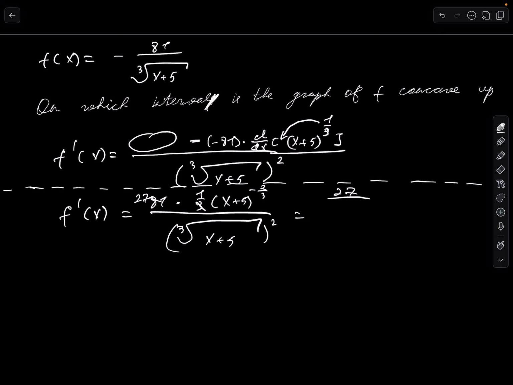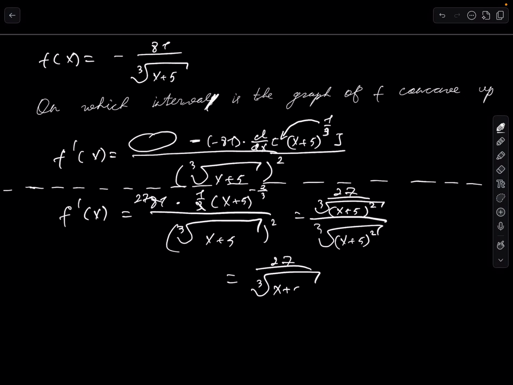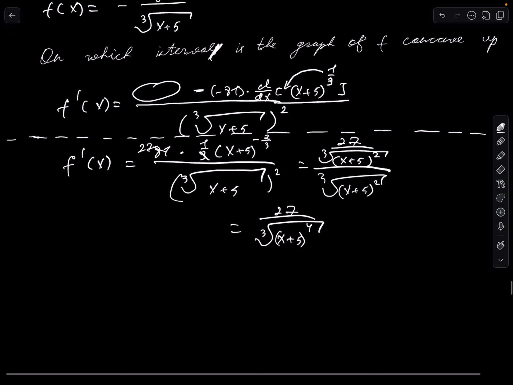Here it's going to be equal to 27 over that thing, and all of it divided by this stuff. Well, here we again can simplify this. It's going to be 27 over cube root of x plus 5 to the 4th power. And now we have to find the second derivative.